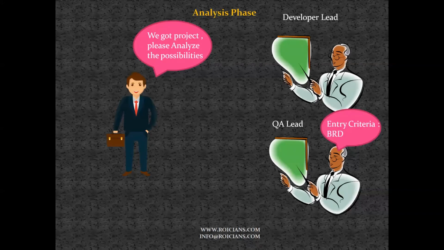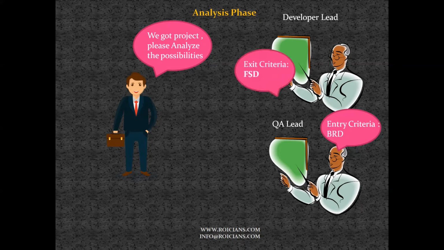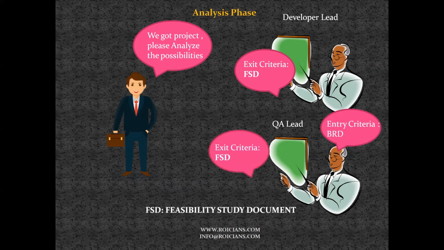So that document is serving as entry criteria, and there is something called exit criteria. That means the output of this phase. So the output of this phase is going to be the FSD document. FSD stands for feasibility study document. Both the QA lead and developer lead will prepare separate FSDs, and at the end of the phase they will collaborate their FSDs into one and give it to the BA so that the BA can understand all the possibilities.